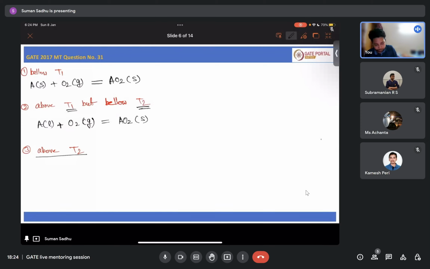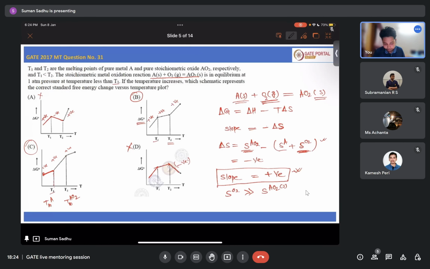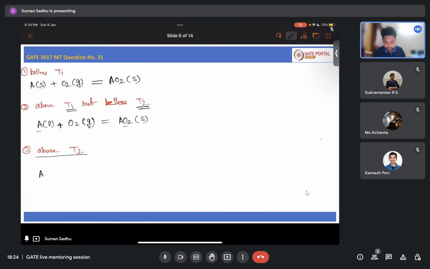Above T2, both A and AO2 will be in the liquid form, right? Because the vaporization temperature of A is not given, we will assume that above T2 also A will be in the liquid form. Okay, so now you can see these are the different reactions at different stages of your temperatures.